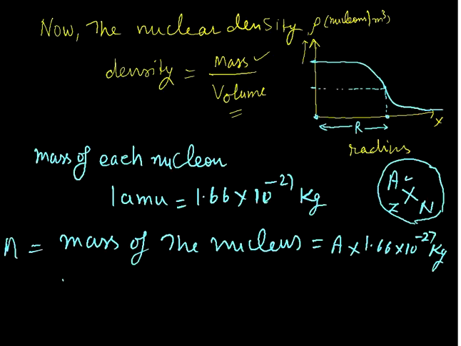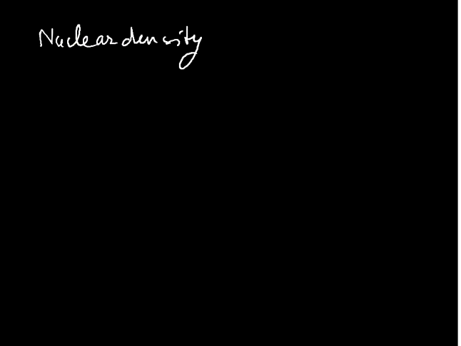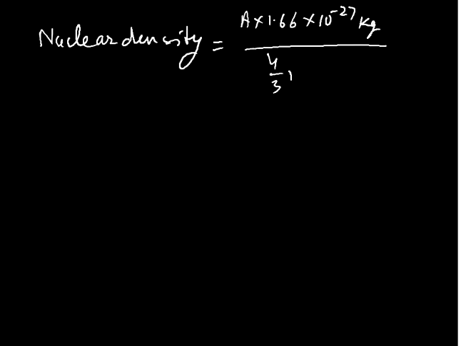And now the volume of the nucleus, keeping in mind that the nucleus is spherical, will be 4/3 πr³, where r is the radius. We have mass equal to A into 1.66 into 10 raised to the power minus 27 kg, and volume equal to 4/3 πr³, right?